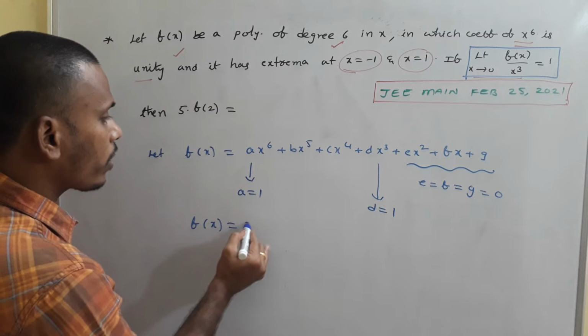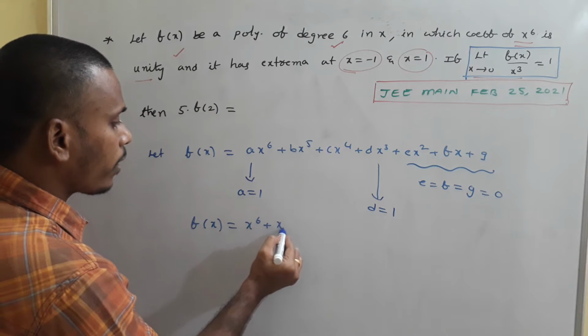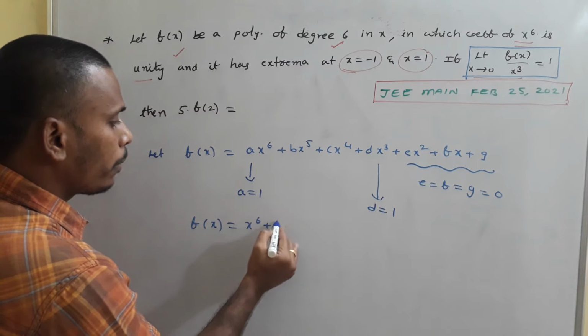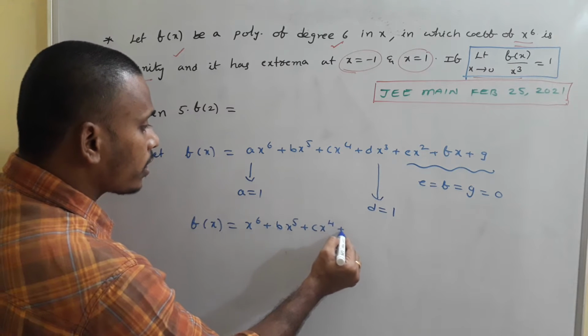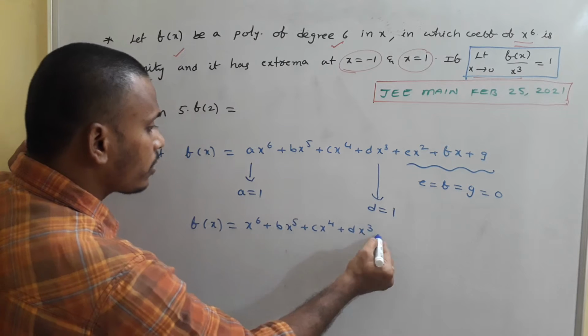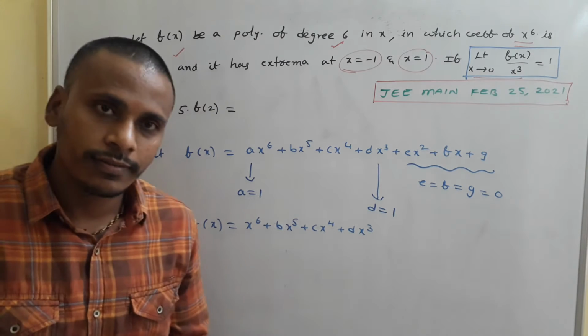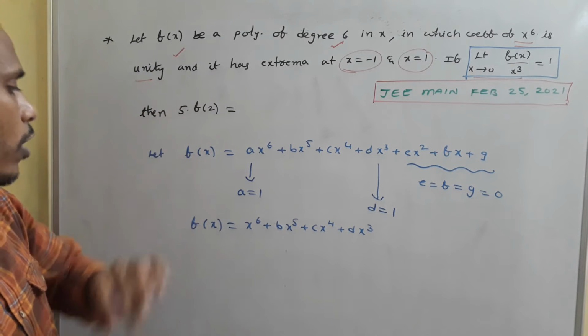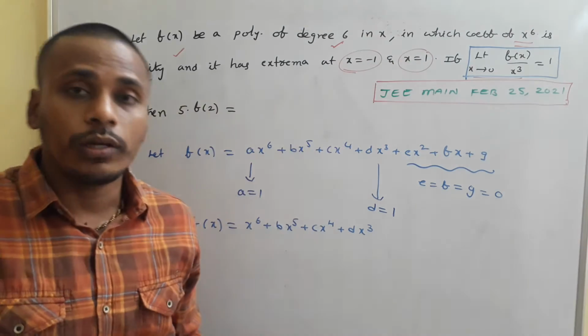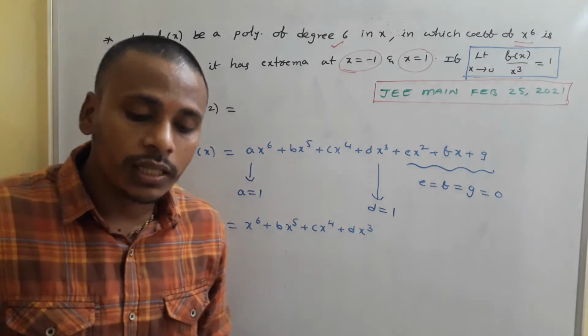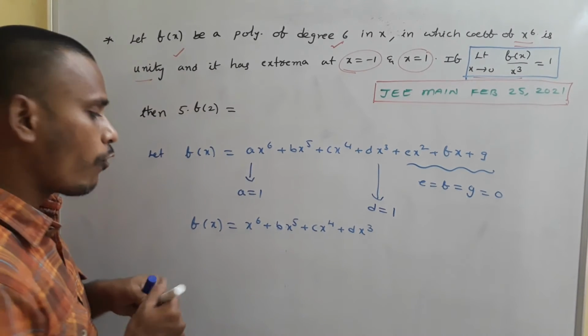So you have f of x is equals to x power 6 plus b x power 5 plus c x power 4 plus dx cube. That's it. This is f of x. We need what? 5 into f of 2. That's the other thing. And now extrema at -1 and 1. That means -1 and 1 are the roots of the derivative of f of x.